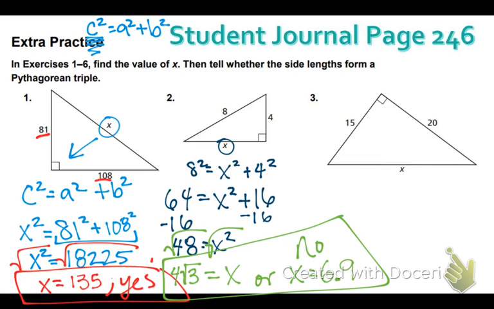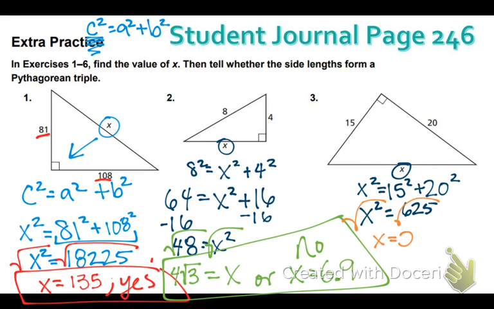All right, last one. Is x a leg or hypotenuse? Hypotenuse, so x squared equals 15 squared plus 20 squared. Plug that in, you get 625. Right? 225 and 400? Yeah. Take the square root. X equals 25. So is this a Pythagorean triple? Yes. Yes, it is.